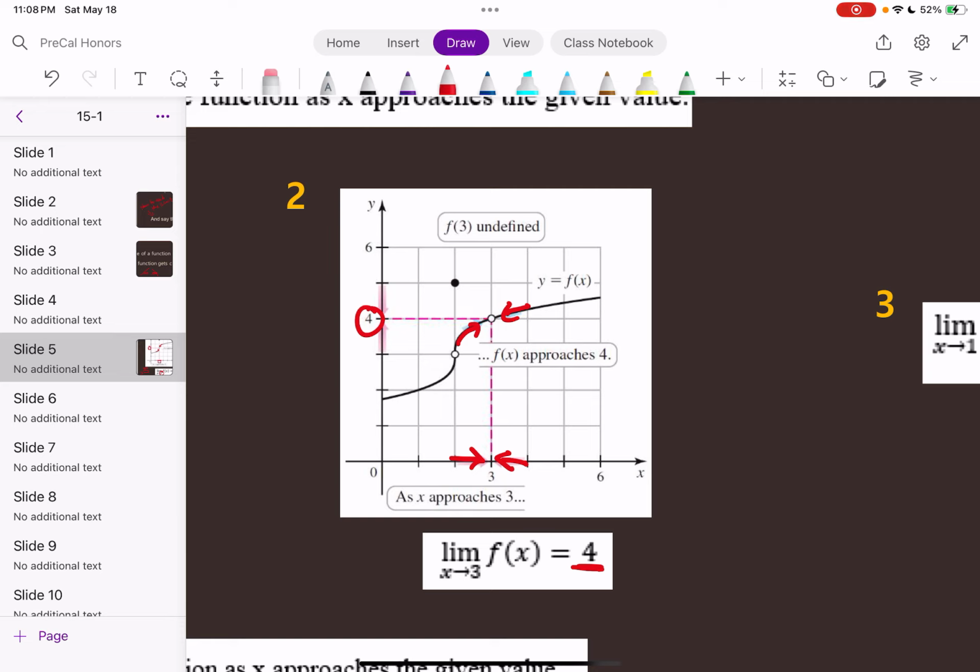Now, one thing that I do have to say about this example in particular: if we were to look at f of 3, which is specifically looking at the x value of 3, in this case, because we have an open circle, it does not exist. That is extremely important to notice, because there is a difference between approaching from the left, approaching from the right, approaching from both sides, as well as just looking at the x value itself, which in this case would be 3.